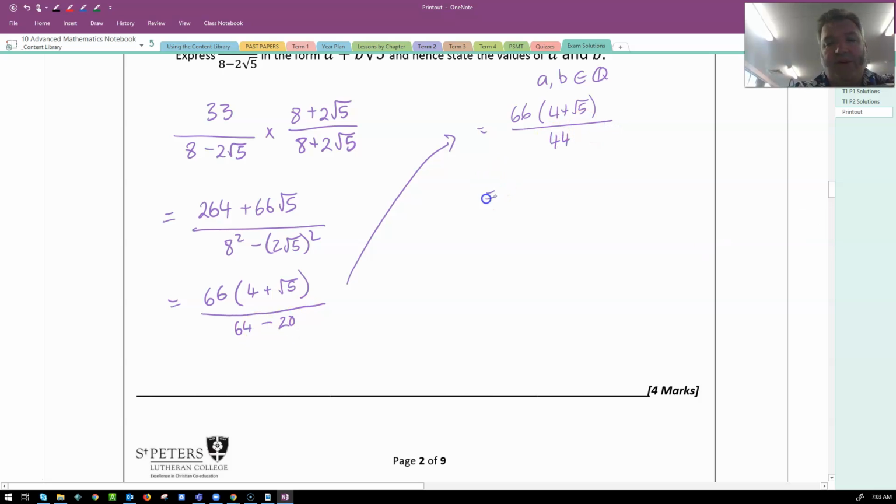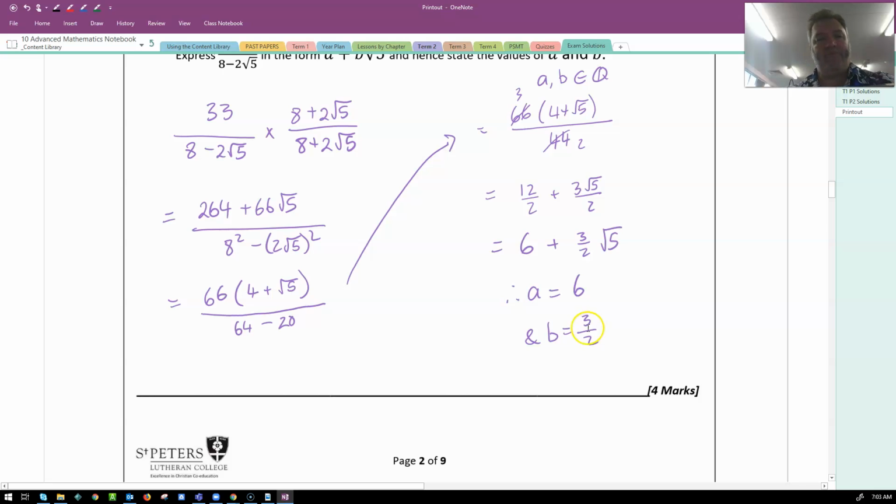We can do a bit of simplification here, can't we? 22 goes into that twice, and into that 3 times. So now I'm going to have 12 over 2 plus 3 root 5 over 2. The other way I could write that is 6 plus 3 over 2 times root 5. So state the values of a and b. A equals 6 and b equals 3 over 2, 1.5.